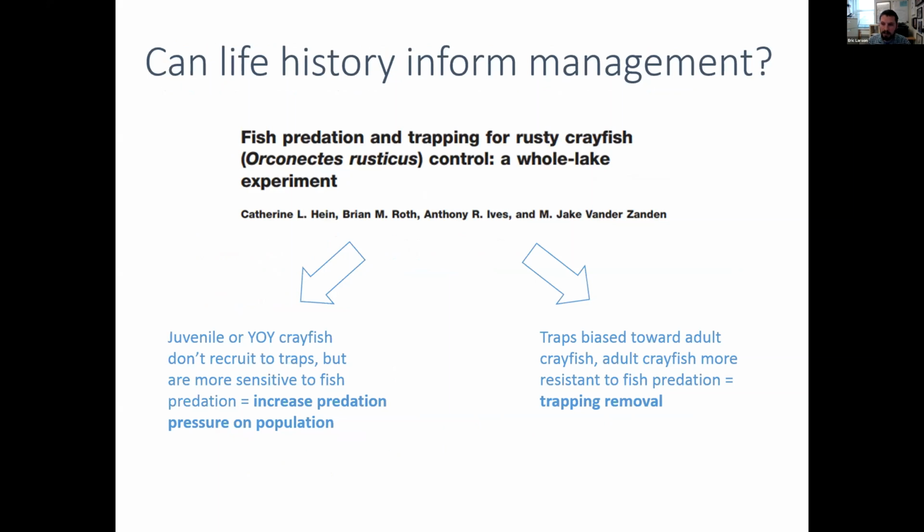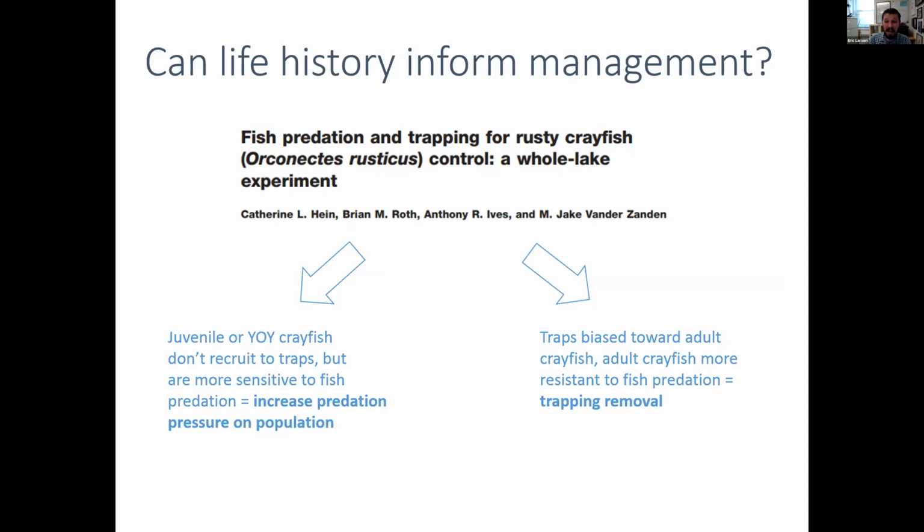Gretchen Hansen has worked on this now in Minnesota, trying to control rusty crayfish in a small lake in northern Wisconsin. We know, for example, that juvenile or young-of-year crayfish recruit poorly to traps. You can't necessarily get these age zeros or even age ones out by baited trapping, but they're very sensitive to fish predation, right? So in that control effort, they opted to change fishing regulations.